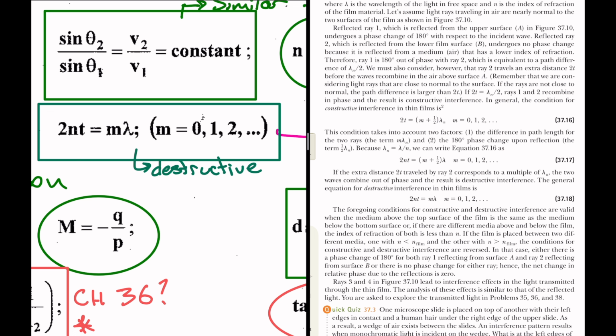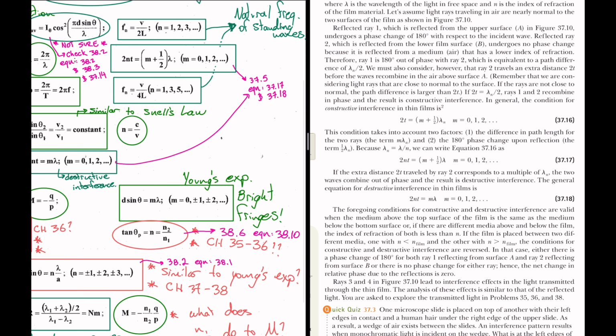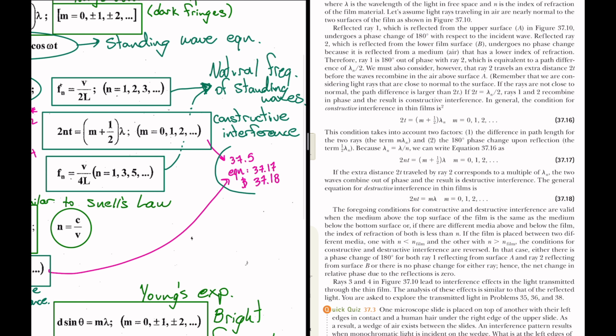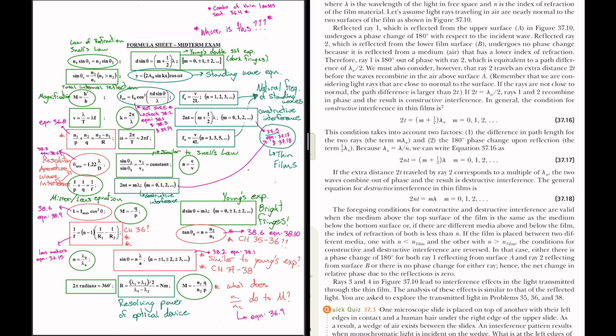I will literally write destructive interference. And for the other one, over here, I will write constructive interference. And for both of these, where I put this pink stuff, I will just write thin films, section 37.5.